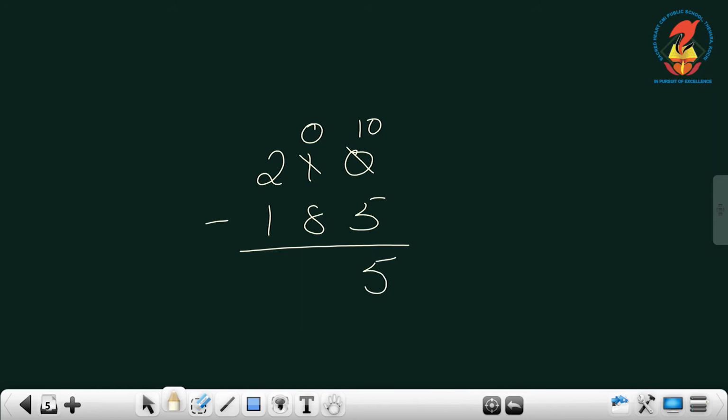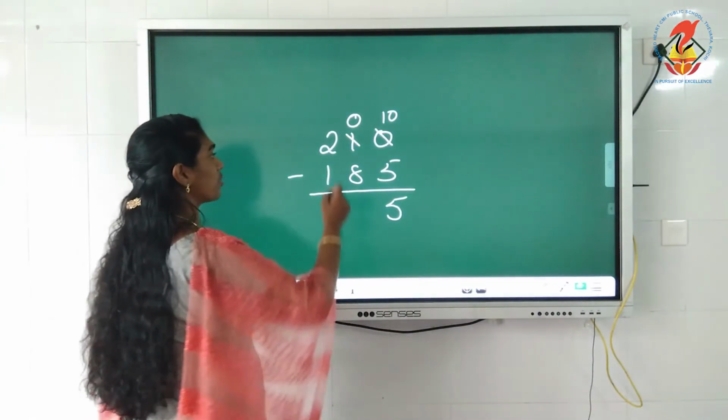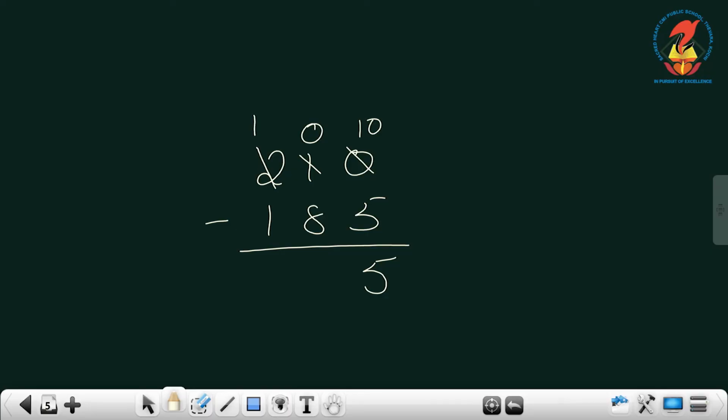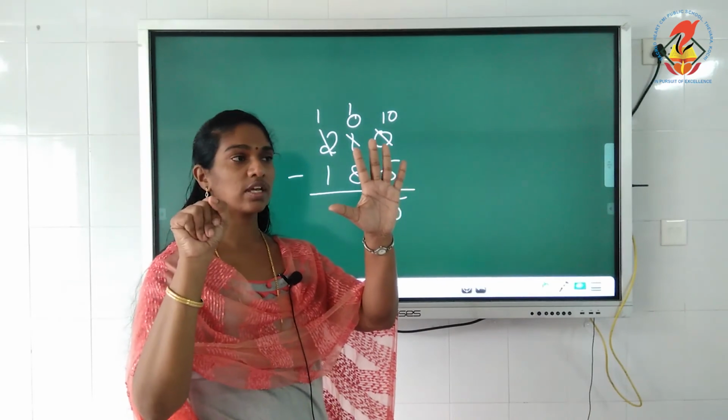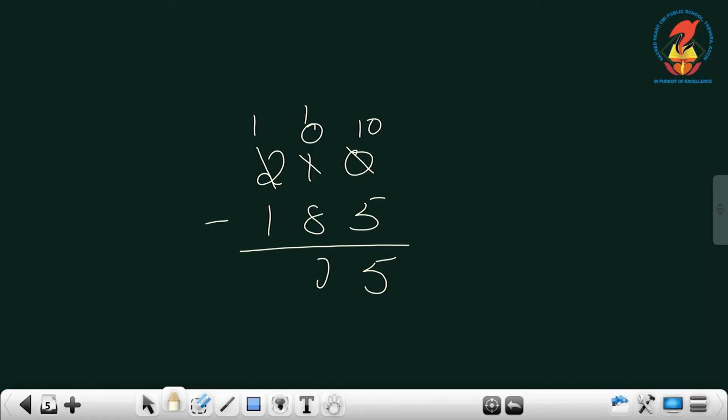Now, next one, it is 0 minus 8. 0 minus 8, is it possible? No, it is not possible. So, you borrow from 2, this becomes 1 and this becomes 10 now. Now, what is 10 minus 8? Take 10, take away 8. How much do you have balance? 2. And 1 minus 1? 0. So, the answer will be rupees 25. Okay, children, just because it was a question with zeros, I wanted to show you the subtraction.